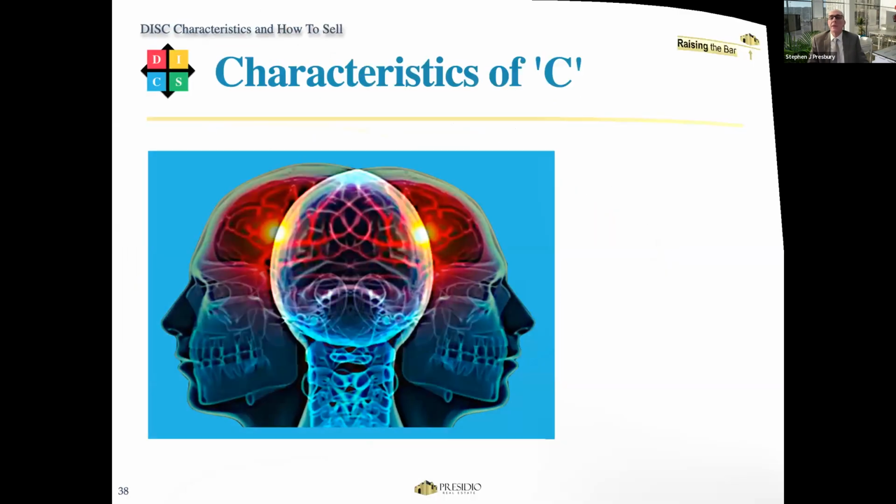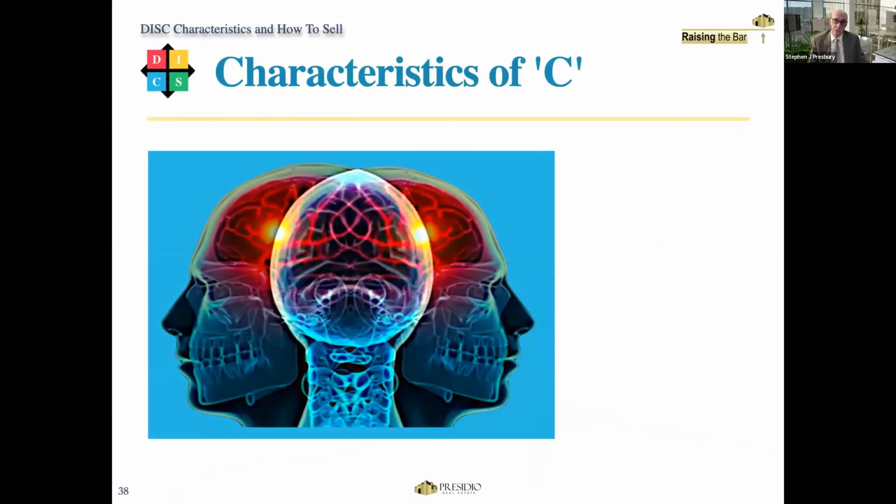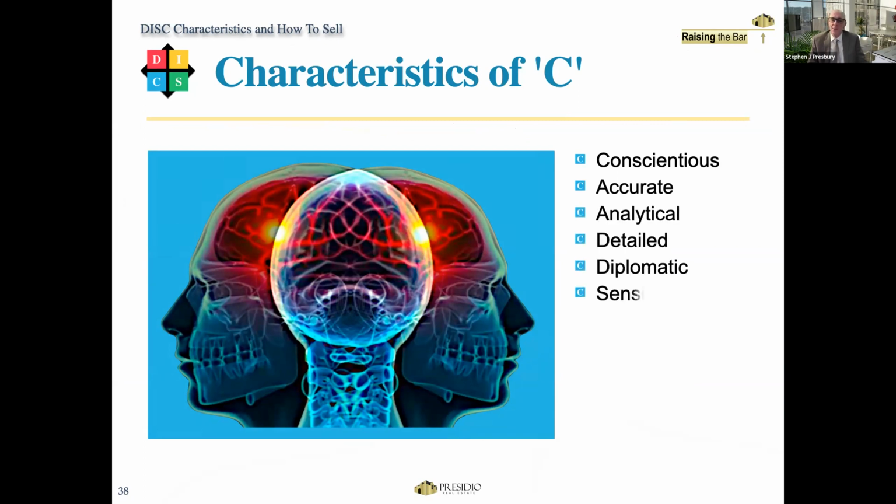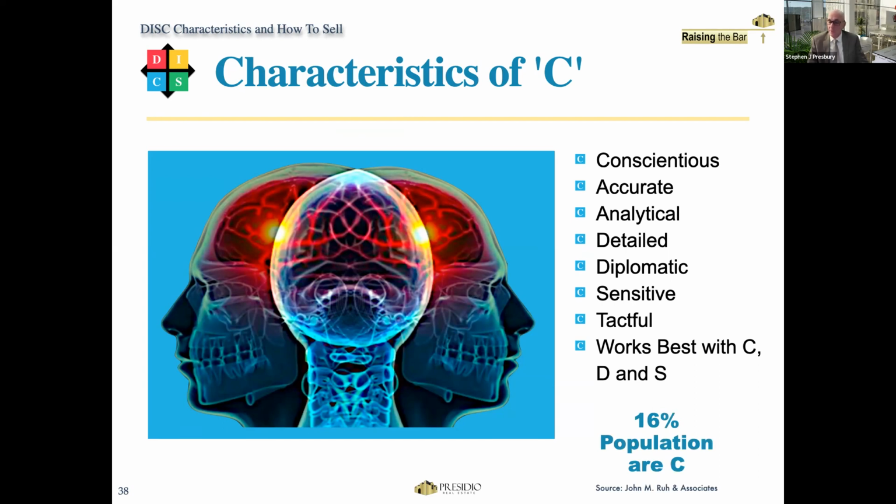All right, so let's see how we're going to sell. We talked about selling to the S's, now we're on to the C's. Characteristics of the C's. Obviously, very conscientious folk, very accurate, analytical, quite detailed, quite diplomatic, sensitive folk, tactful, works best with C, D, and S. May struggle a little bit with the I's, even though my daughter married a C and they got on absolutely fine. About 16% of the population is C.